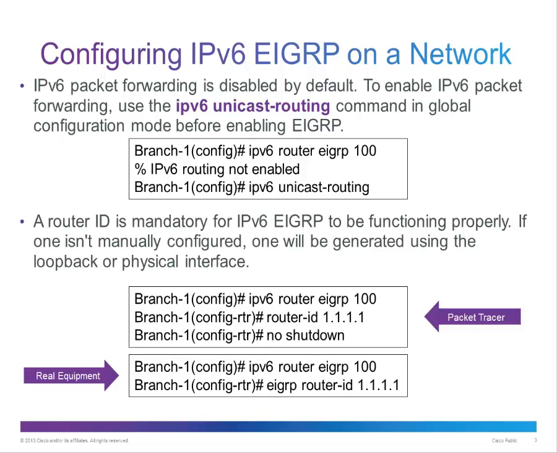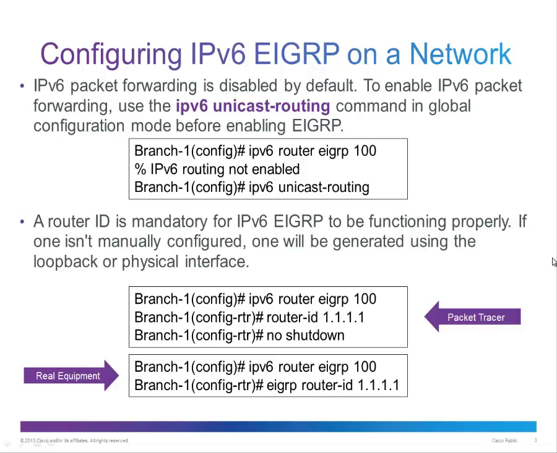The EIGRP router ID is used as a loop prevention mechanism for external routes. Notice how there are two different command sets for real equipment and in Packet Tracer. In order to enable IPv6 EIGRP in Packet Tracer, you enter the IPv6 EIGRP process ID, then configure a router ID followed by the no shutdown command. The no shutdown command enables the IPv6 EIGRP process in Packet Tracer, but is not necessary on real equipment.